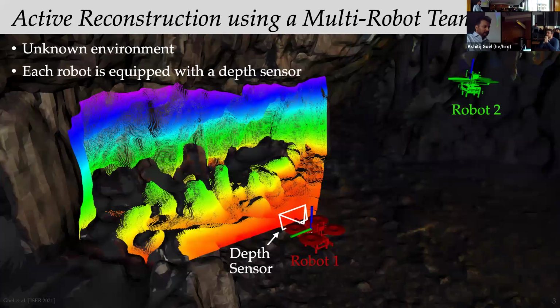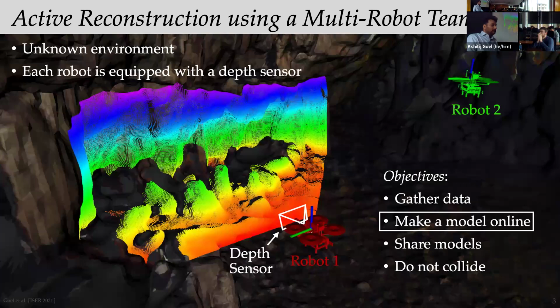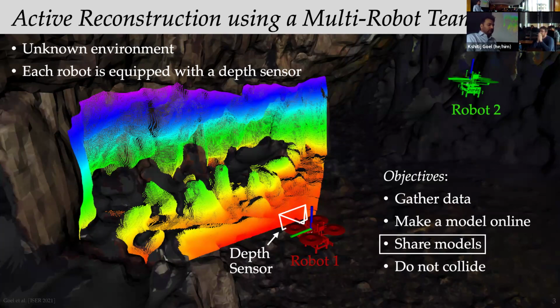The problem statement considered in this thesis is as follows. We consider a team of robots operating in an unknown environment where each robot is equipped with a depth sensor. Within this setting, there are four main objectives. First is to autonomously gather point cloud data in this environment as the robots are moving. Second is to make a model of these observations that can be used for tasks like collision avoidance and reconstruction. Third is to share these models amongst robots to improve the reconstruction speed. And lastly, the robots are not allowed to collide with each other or with the environment.